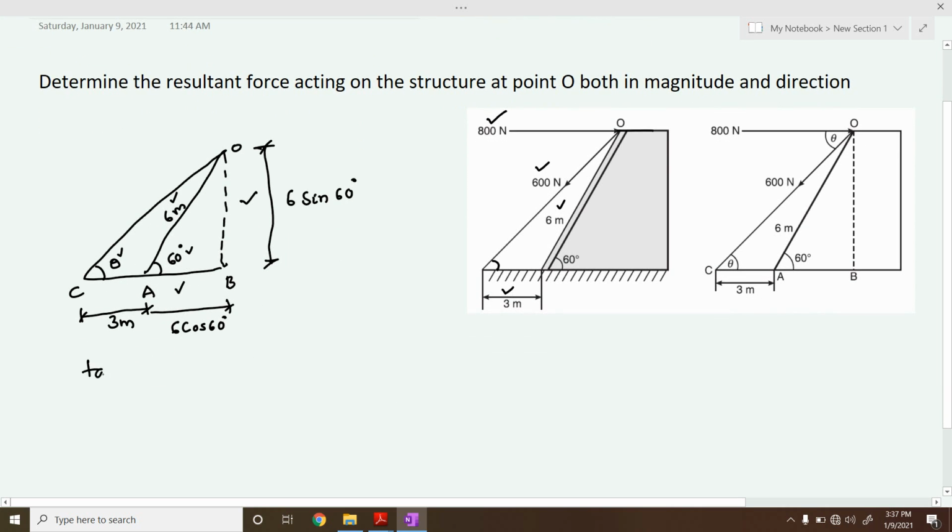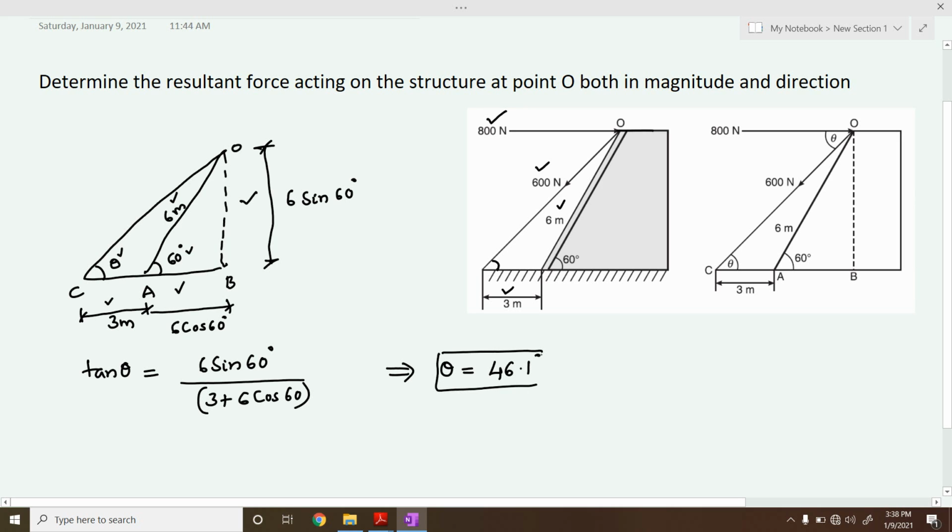So tan theta will be equal to the opposite side, that is 6 sin 60 degrees, divided by the adjacent side, that is 3 plus 6 cos 60 degrees. Based on this, you can calculate the value of theta. So theta will be 46.1 degrees. This is the value of theta. Next, we will simplify this and try to get the solution.